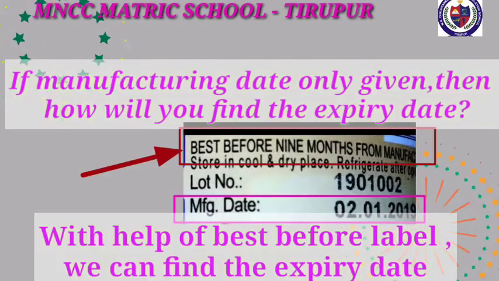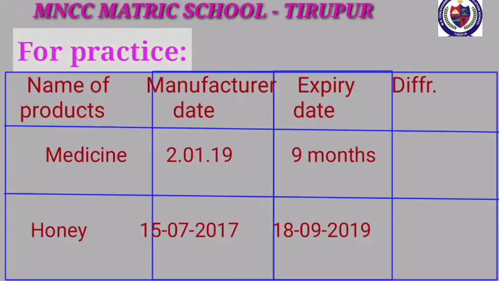Sometimes only the MFG date is given. How will you find the expiry date? By using the best before label. Some examples are given for your practice. We can find the difference of manufacturing and expiry date.